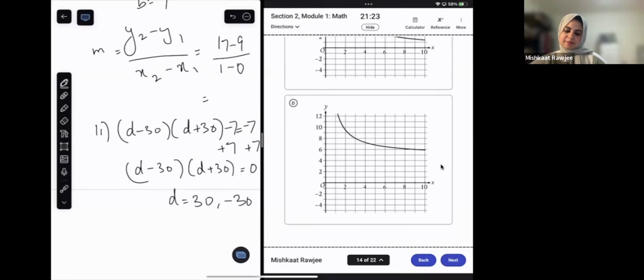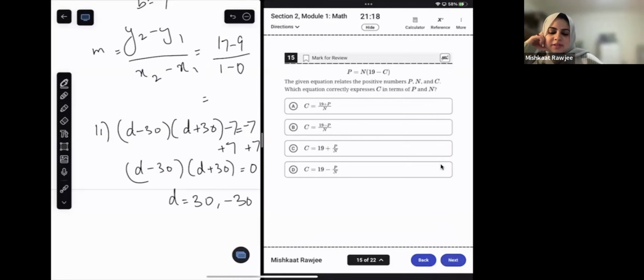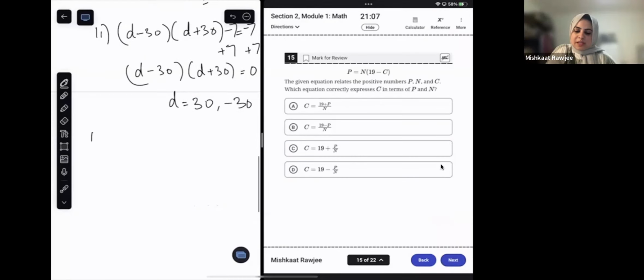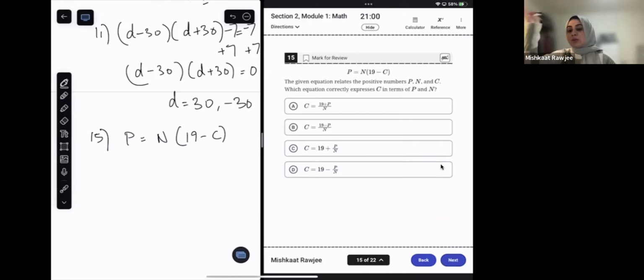So D is the answer. The given equation relates positive numbers P, N, and C. Which equation correctly expresses C in terms of P and N? So now we have the equation: P is equal to N times 19 minus C. We have to find C in terms of P and N. So it has to be C equals something. So we have to just move everything away from C and then solve for it.